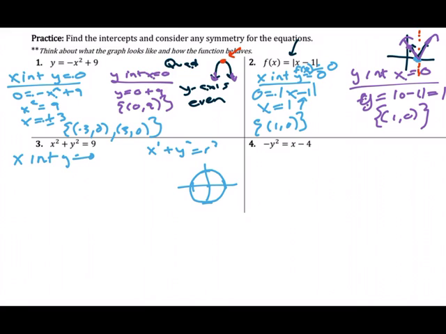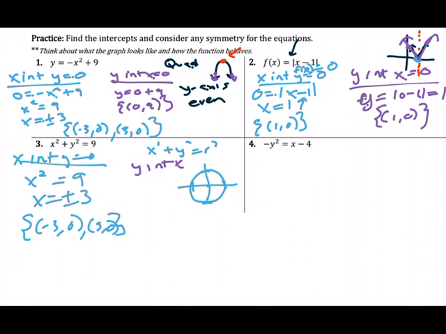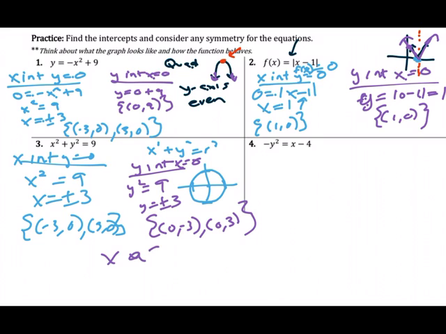But we can find the x-intercepts. x squared plus 0 is 9, so x is going to be plus or minus 3. So the x-intercepts are (-3, 0) and (3, 0). The y-intercepts, what we get when x is equal to 0: y squared is 9, so y is plus or minus 3, so the y-intercepts are (0, -3) and (0, 3). Now just thinking about this, is there symmetry? Yes, there's symmetry about the x-axis, there's symmetry about the y-axis, and there's symmetry about the origin. Circles have lots of symmetry.